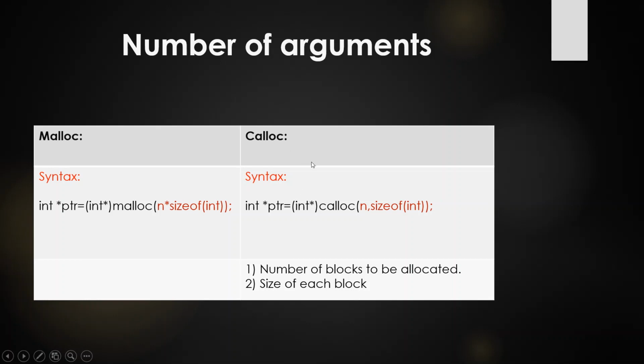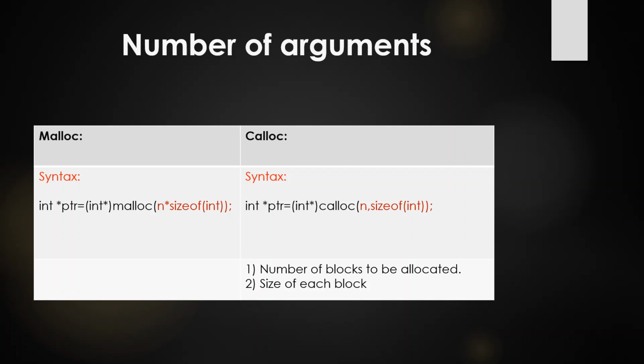Compared to calloc, see the syntax itself, we can see two arguments here: n comma sizeof int. It means calloc is sending two arguments. N is the number of blocks to be allocated, and sizeof int is the size of each block. Suppose the number of blocks to be allocated is 4 and sizeof int is 4. It means 4 blocks, each of size 4 bytes. As we discussed in the earlier video, it would be very clear in this video.